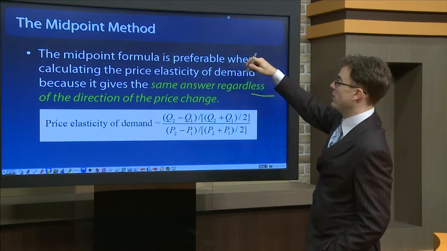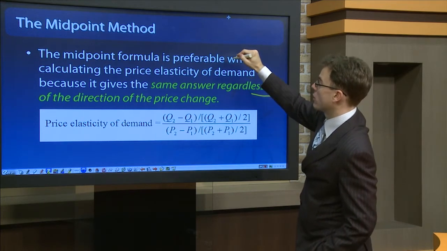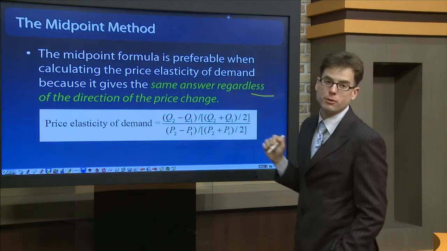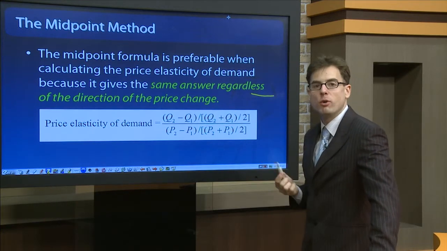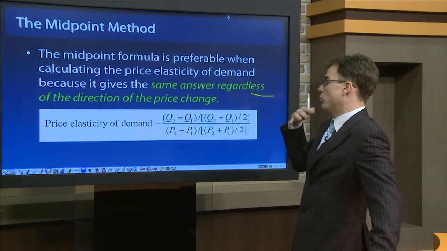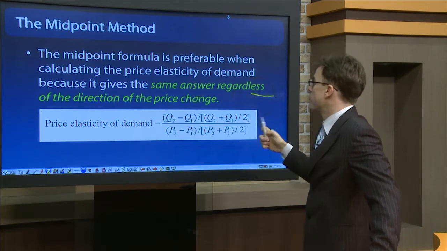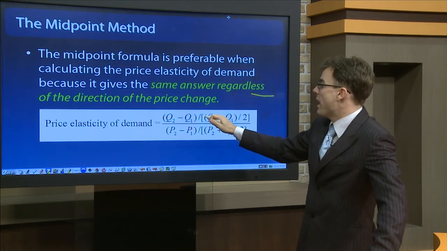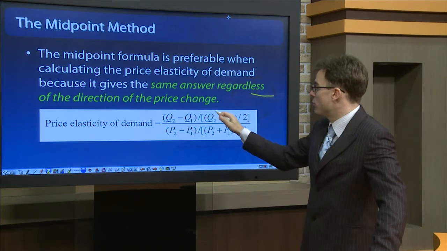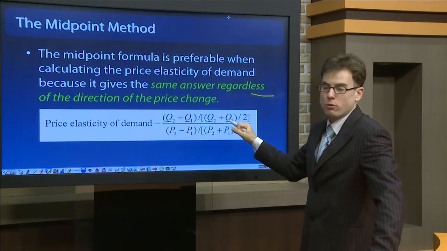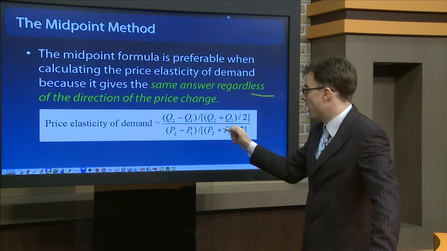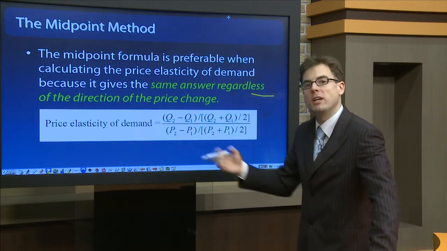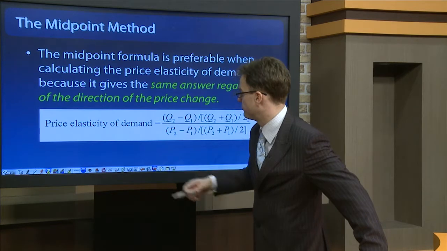But notice that if we move on the demand curve in this direction or in the opposite direction, we would use a different starting quantity and starting price. So to avoid this problem, we will divide the change in quantity by the midpoint of quantities, and we will divide the change in prices by the midpoint of the starting and the final price.